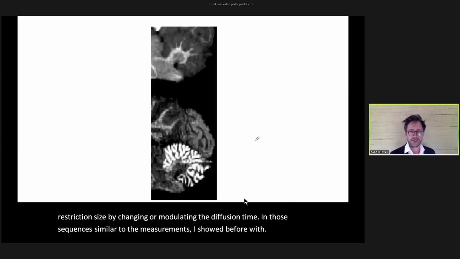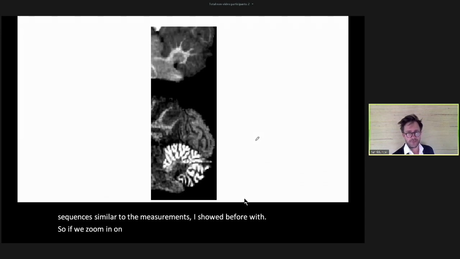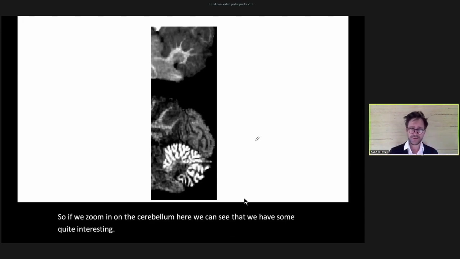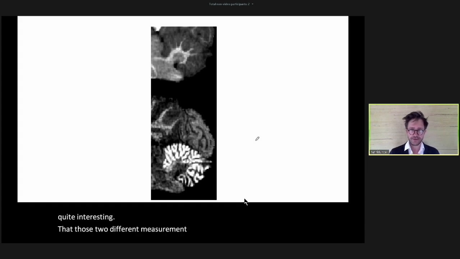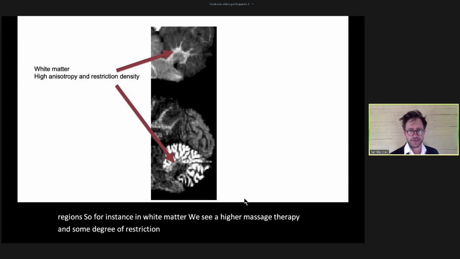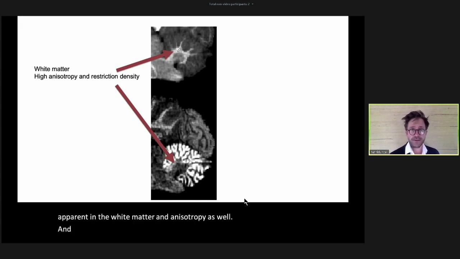If we zoom in on the cerebellum here, we can see that those two different measurement dimensions classify different regions. For instance, in white matter, we see a high anisotropy and some degree of restriction density. So the time dependence is apparent in the white matter and anisotropy as well. And this measurement is compared to an FA measurement not sensitive to crossing fibers.